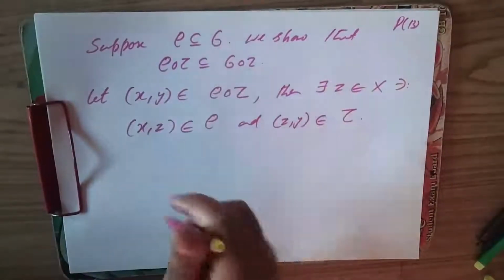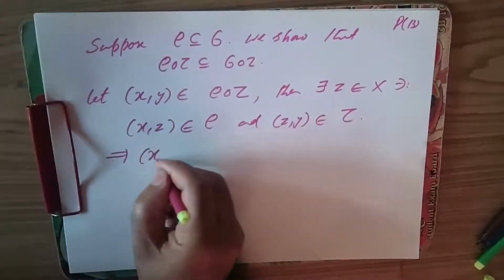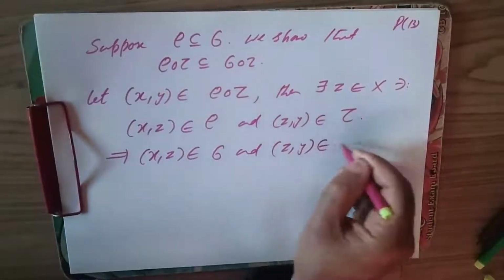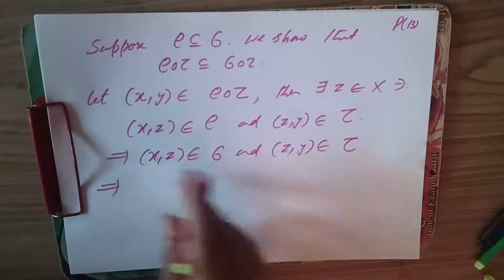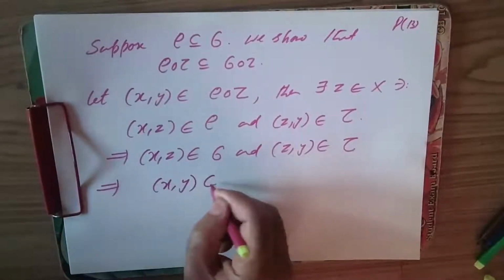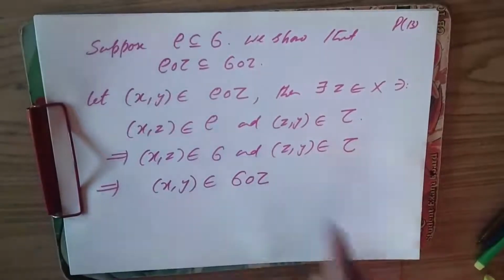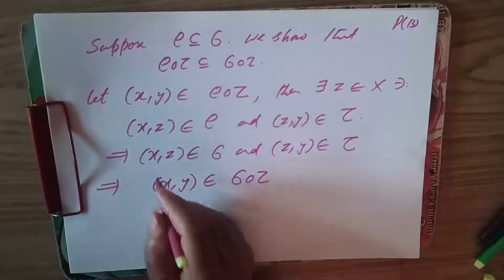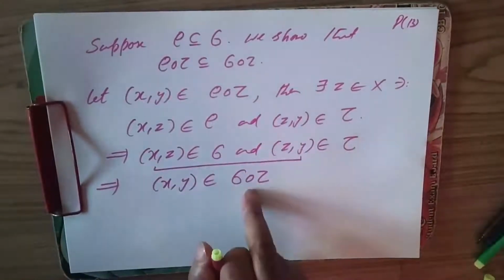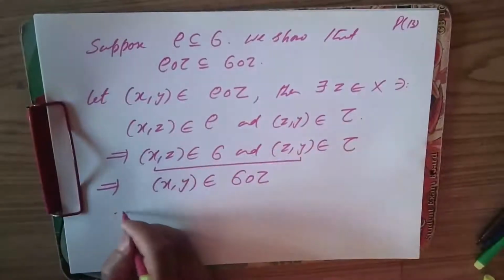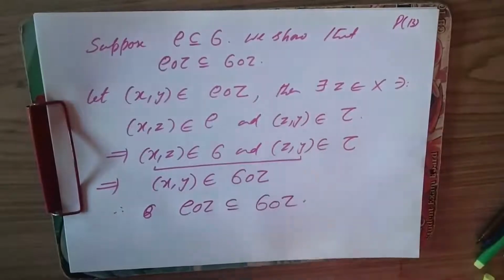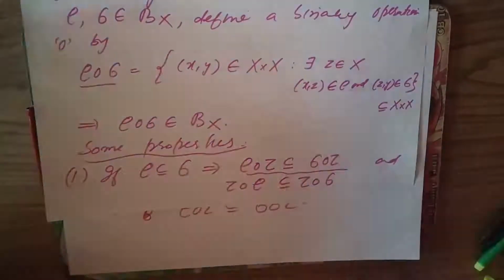But rho is a subset of sigma, so that means (x, z) belongs to sigma and (z, y) belongs to tau. Which implies that (x, y) belongs to sigma composition tau, again by definition of the composition, because there is z such that (x, z) is in sigma and (z, y) is in tau. So that means (x, y) is in sigma composition tau. Therefore rho composition tau is a subset of sigma composition tau. The other inclusion follows on similar lines.